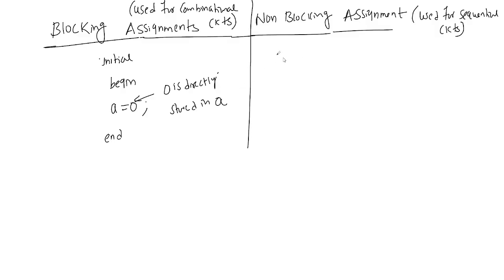And non-blocking means, suppose in the initial begin, you are using non-blocking with 0, and end. What happens is, first this 0 will be stored in one temp register. From the temp register it will be stored in a. So directly it will not store in a. First 0 will be stored in a temp register, and from the temp register it will be stored in a. That is non-blocking.